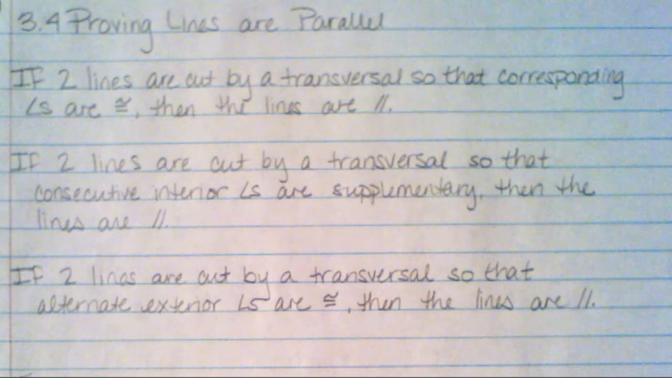But today we're looking at these proofs or theorems that say if two lines are cut by a transversal so that corresponding angles are congruent, then the lines are parallel. So now we're saying if we have angles that are congruent, then we can conclude that we have parallel lines. Then we have the same thing about consecutive interior angles that are supplementary, and alternate interior angles that are congruent. So make sure you have those written down in your notes and that you understand what those are. We're basically looking at the converse of each of the theorems that we looked at before. A couple examples I want to look at with you.